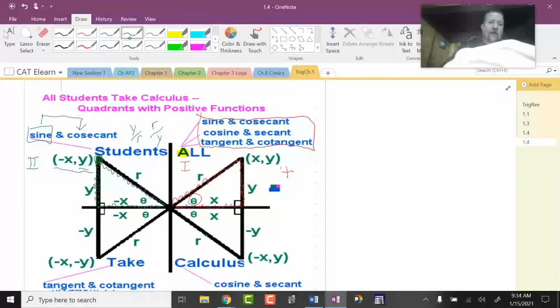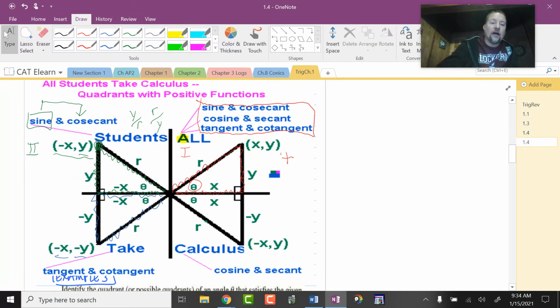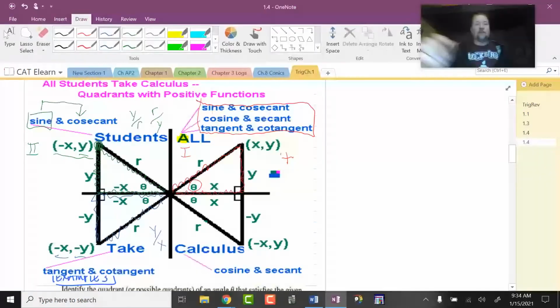Take, if I go left and then down, that's negative, negative. R is always positive. So take stands for tangent. Tangent is y over x. That would be a negative over a negative, which is a positive. So tangent and its reciprocal brother or sister, cotangent, are positive in quadrant 3. Then calculus actually stands for cosine.